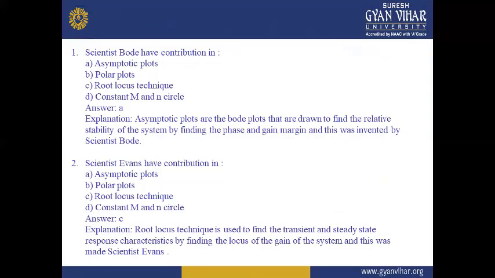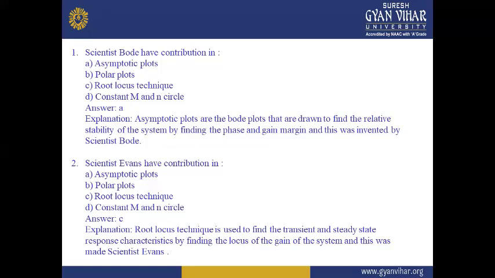Now before moving further, it is important to take some MCQs as an example. The scientist Bode has a contribution in what? Asymptotic plots, polar plots, root locus techniques, or constant M and N circles. It is asymptotic plots, which are the Bode plots drawn to find the relative stability of the system by finding the phase and gain margin, and this was invented by the scientist Bode.